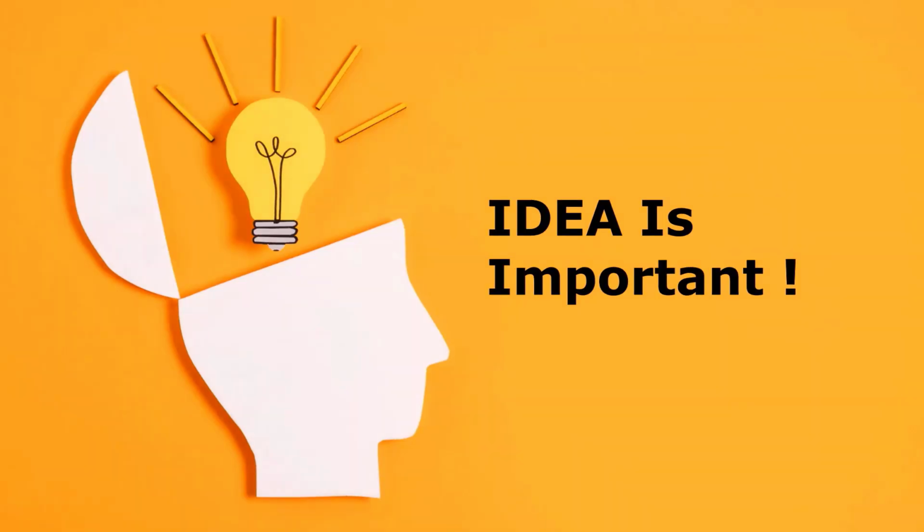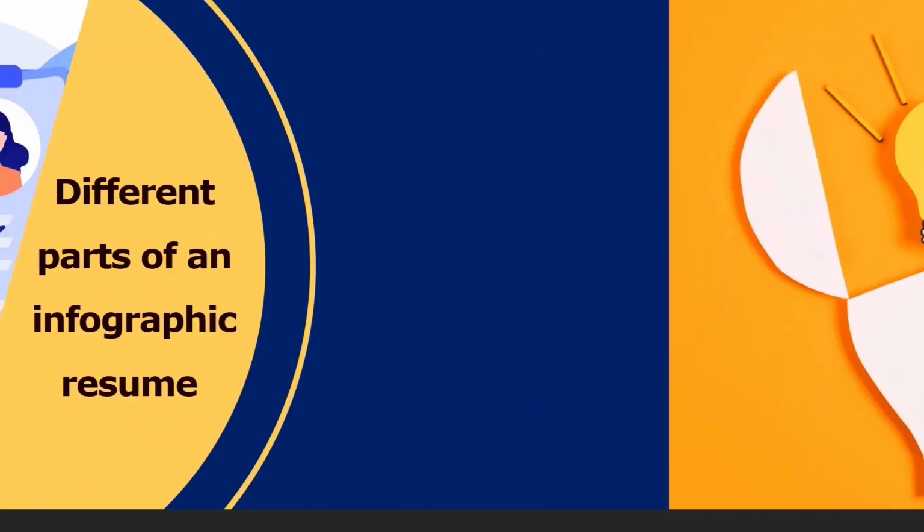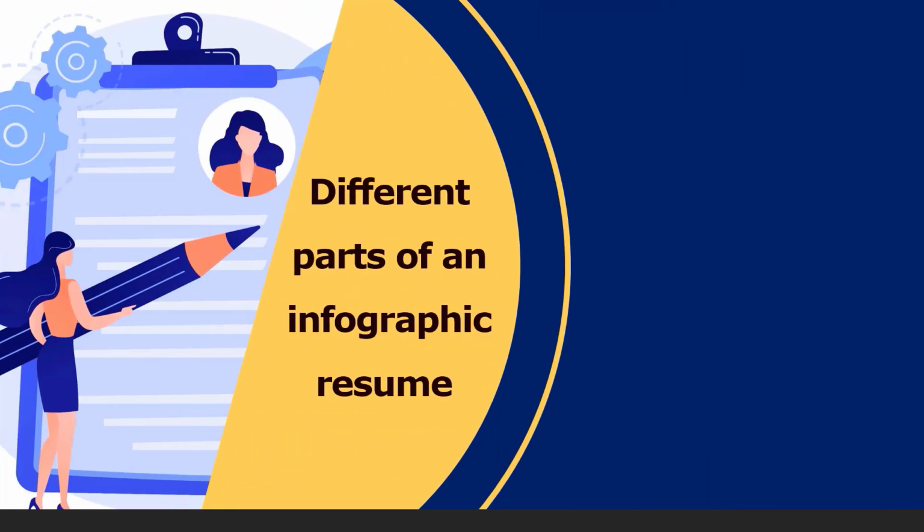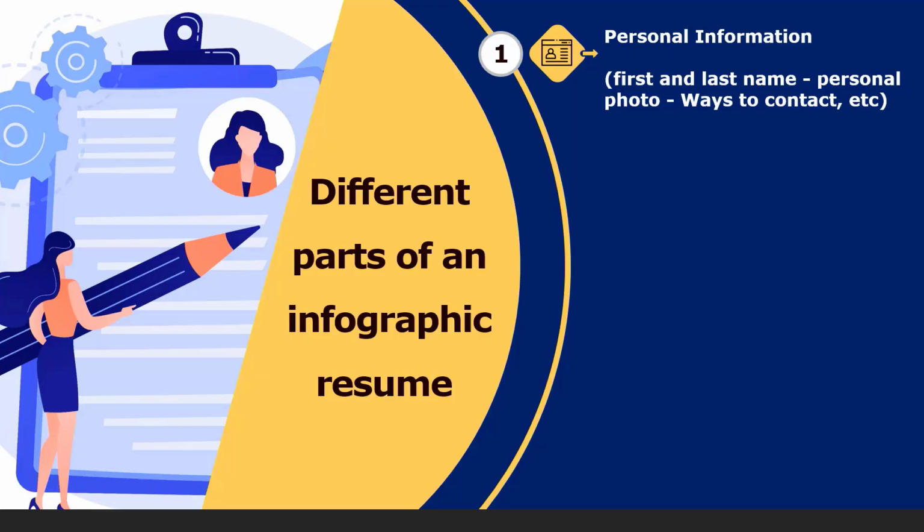Now we want to address the concept that we want to categorize our information and in which categories it is better to put it. We have not yet gone to the design. Now we are in the stage of classifying the resume information. It is better to put our personal information such as first and last name, personal photo, and ways of contacting us at the beginning of the resume.